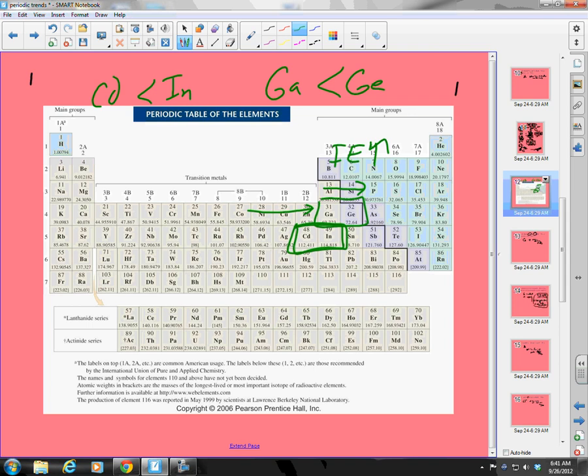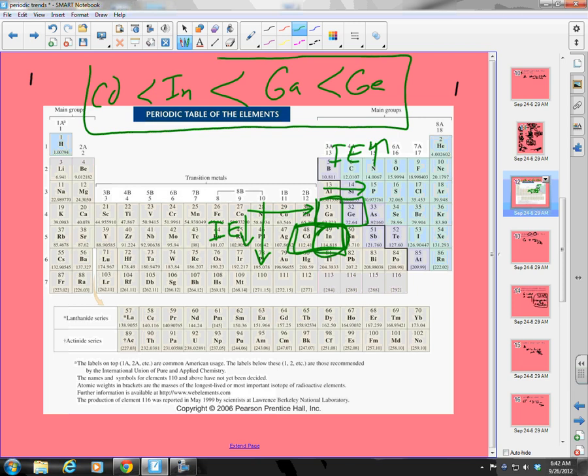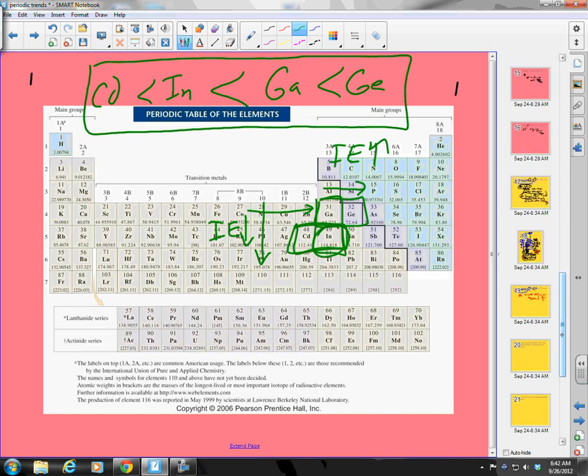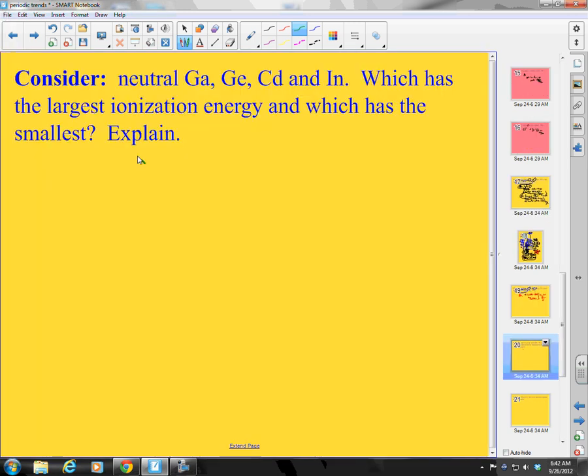Now the only question is, what's the relationship between indium and gallium? Well, I'm going down the group here, and we said as we go down the group, ionization energy decreases, which means that indium is less than gallium, and so this is our trend. Cadmium is less than indium, indium less than gallium, gallium less than germanium.